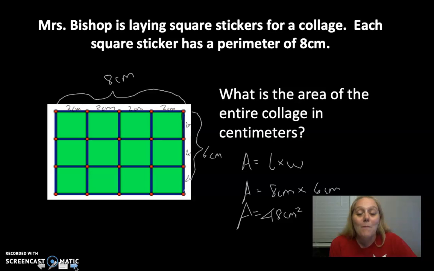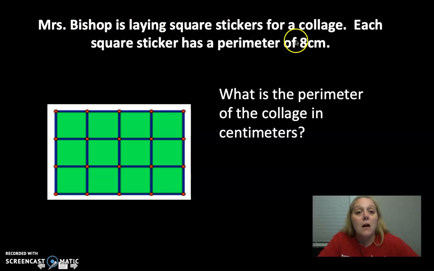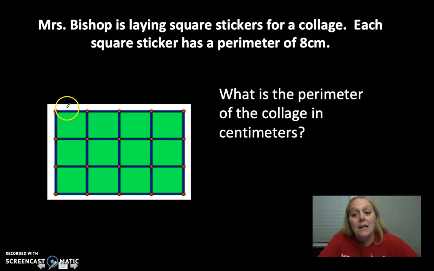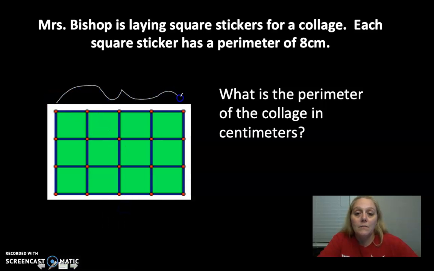So let's make our brain think a little bit more with the next question. So remembering these two measurements, right? Our length and our width. Keep those measurements in mind as we look at the next problem. All right, so remember our perimeter of each square is 8 centimeters. So remembering that this length right here is 2 centimeters, so from here to here is 2 centimeters, and here to here is 2 centimeters, and here to here is 2 centimeters. So we remember we figured out that this side is 8 centimeters long.